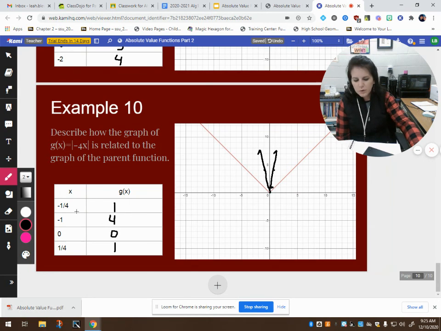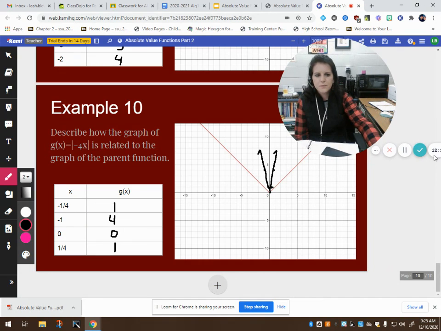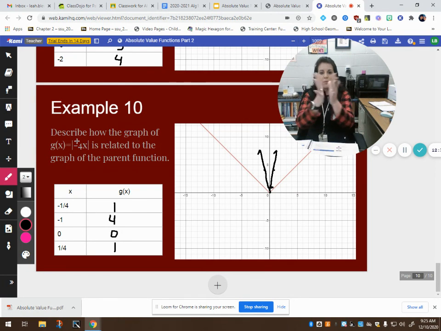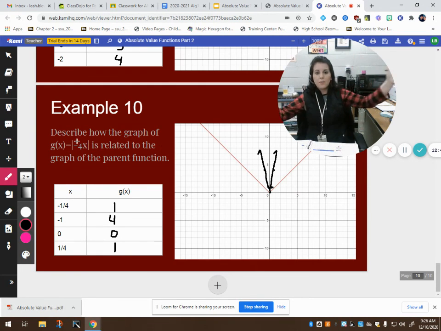So again, how would we describe this translation that took place here? It has been reflected across the y-axis because of the negative, and because I multiply by a factor of 4 inside of here, it's been compressed horizontally, which it's easier for me to think of as stretching vertically, but it's a horizontal compression because it's inside of the absolute value.